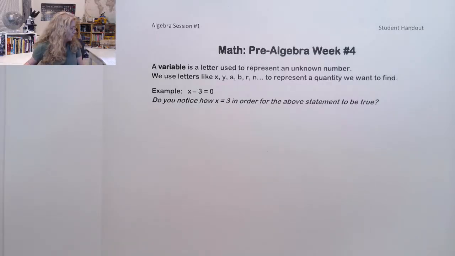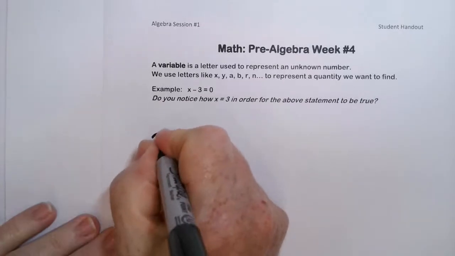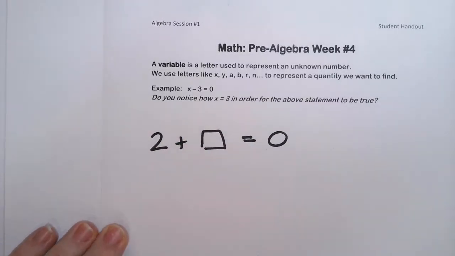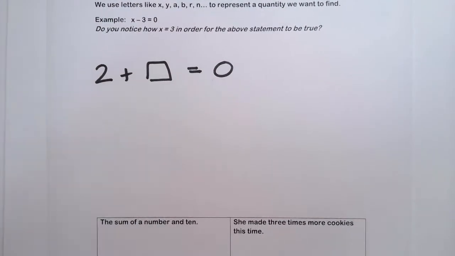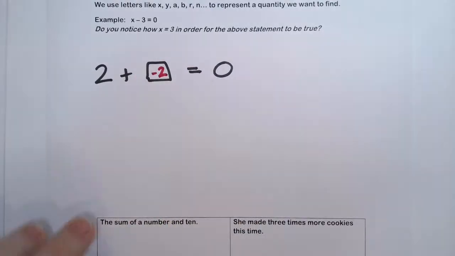The game is called Get It to Zero. So let's see how to play this. If I write on here 2 plus something equals 0, what's the something that goes in the box? This one should not be too hard. It's actually plus a -2. Good.